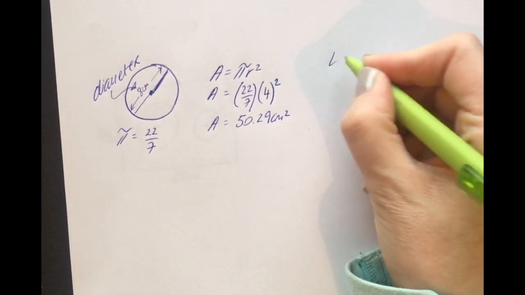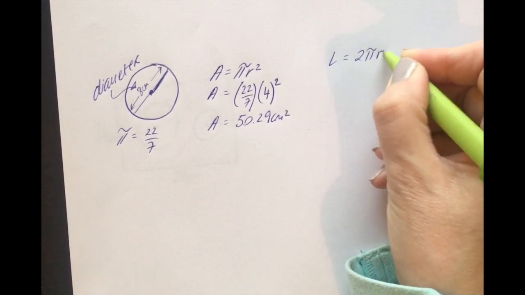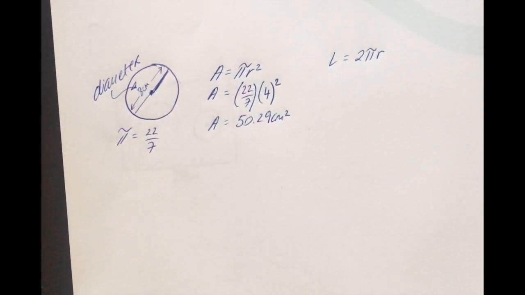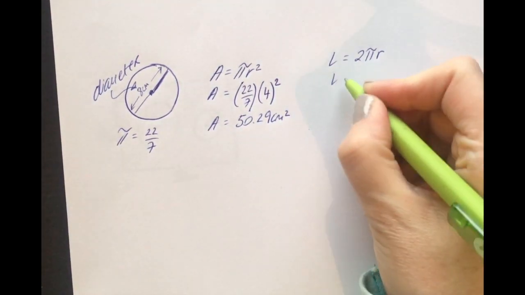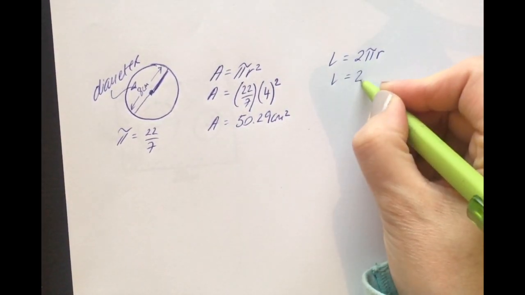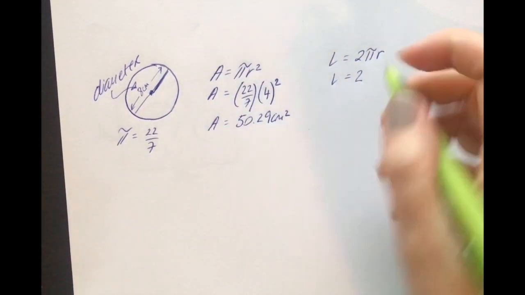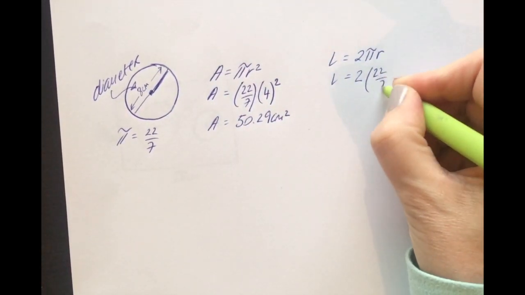And again, I have L equals 2 pi r, taking it down exactly from the log tables. That is your formula for circumference. So I don't know what the L is. That's what I'm looking for. 2 says 2. Pi, we're using, of course, 22/7. So put it in brackets.